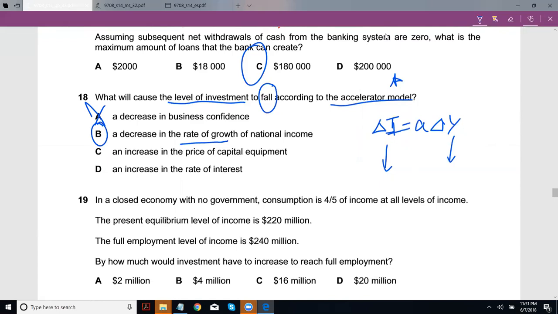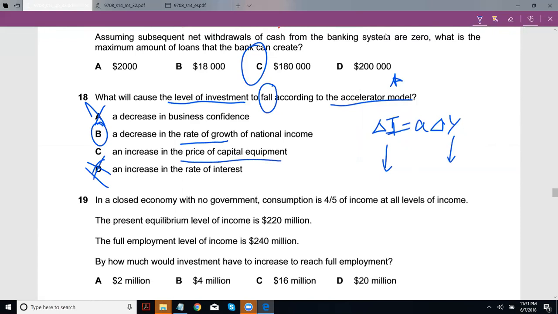Yeah, national income increases, but as far as I remember, the accelerator theory says that investment level increases when the rate of growth of national income is increasing. That was the only option that linked national income. So an increase in interest rates doesn't increase investment, anyway, but that is autonomous investment, not according to the accelerator model.